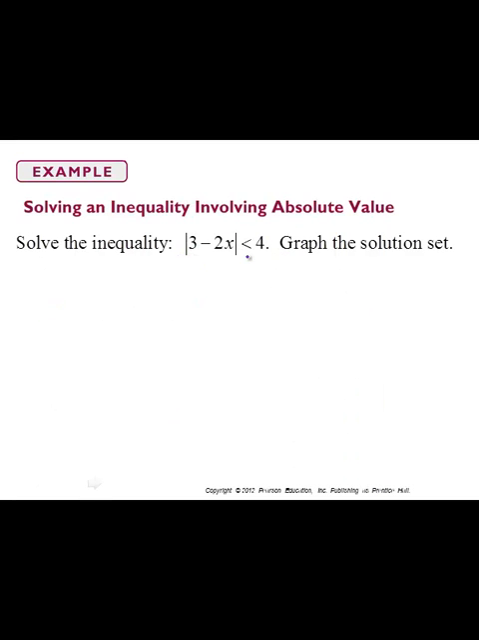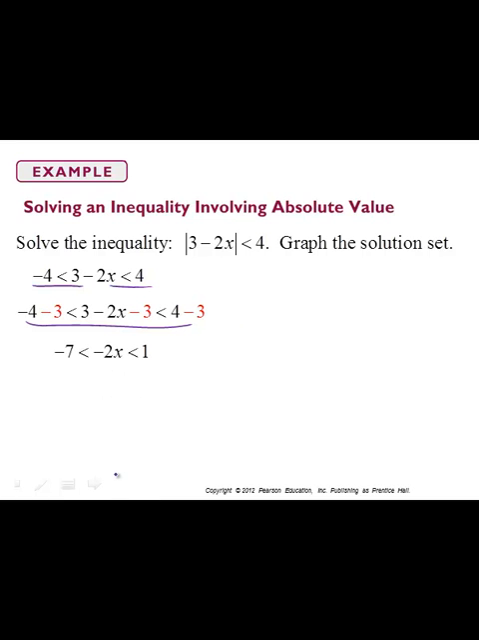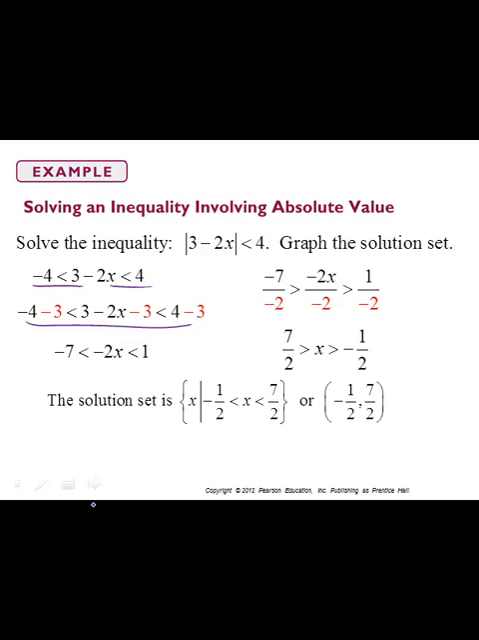If we want to solve the inequality that the absolute value of 3 minus 2x is less than 4, then again, that means that 3 minus 2x is greater than negative 4, but less than positive 4. All right, so let's solve for x. First, subtract 3 throughout, and then divide through by negative 2, which means that you will reverse the direction of the inequality symbols. So now you have x is between 7 halves and negative 1 half. Let's reverse that order. So you have negative 1 half less than x less than 7 halves.